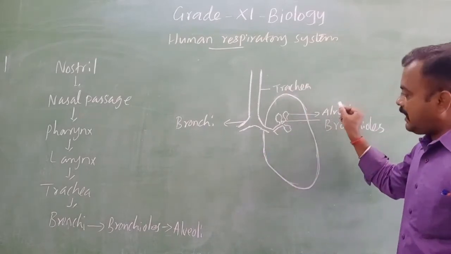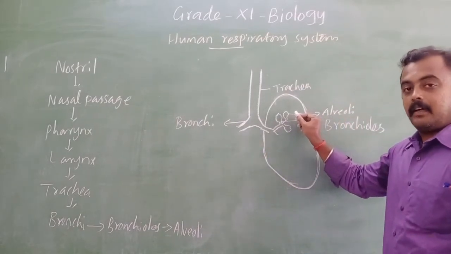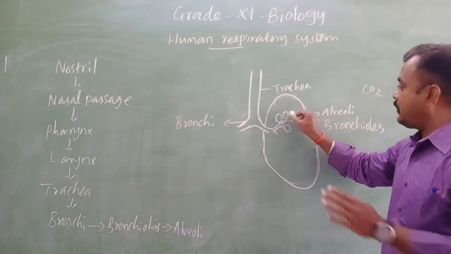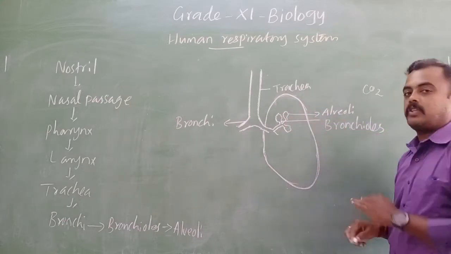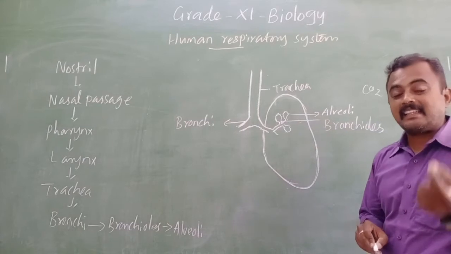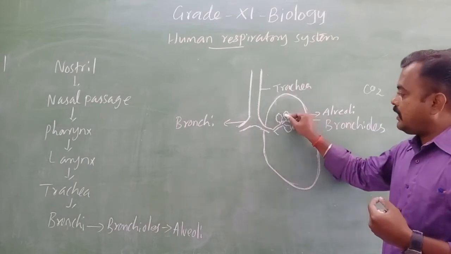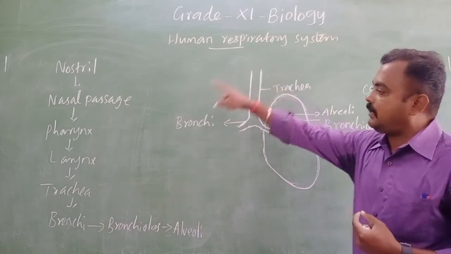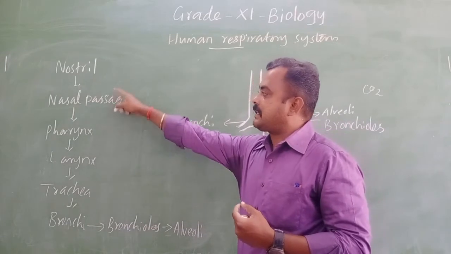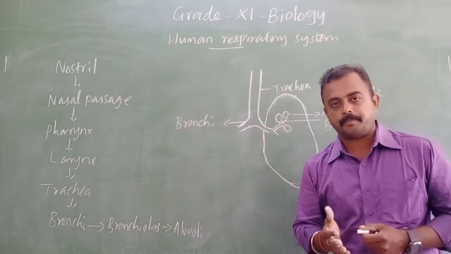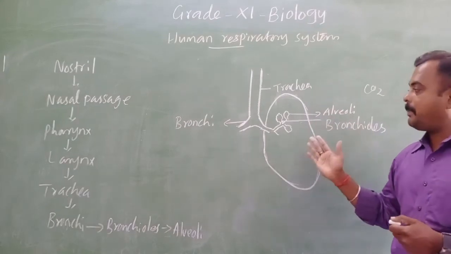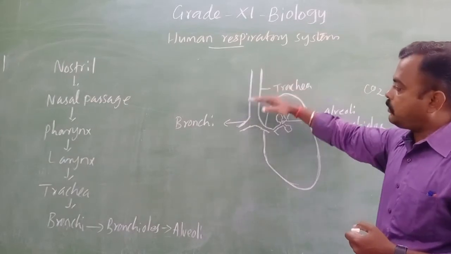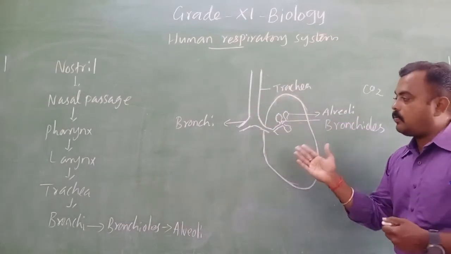Then the blood vessels carry that carbon dioxide, and it comes to the alveoli. Here it is released into the alveoli. So now the alveoli receive carbon dioxide. Next it moves to the bronchioles, then bronchi, then trachea, larynx, nasopharynx, nostrils. Then it comes out. This is how it happens in the lungs. In the last class I told you up to the trachea only.